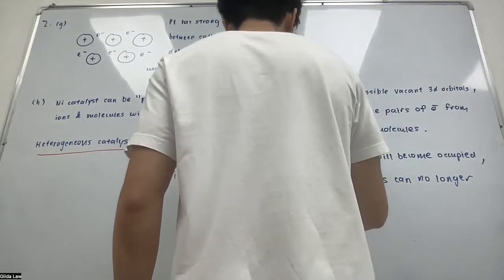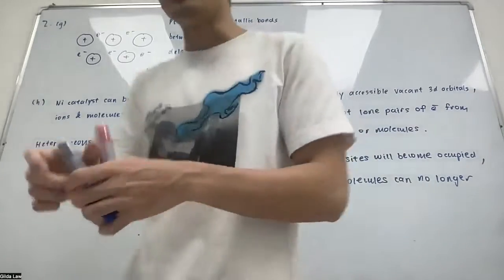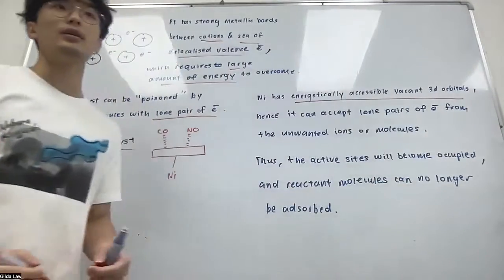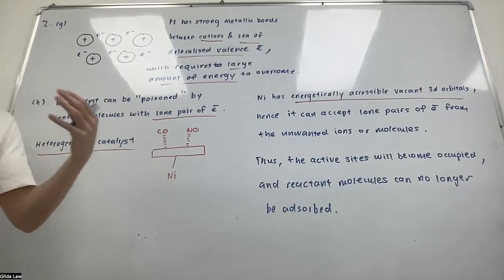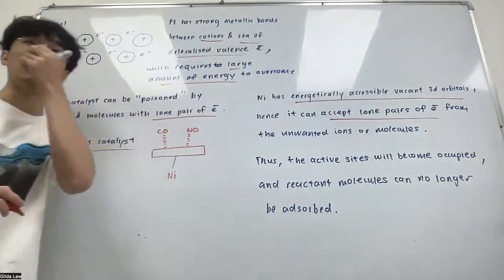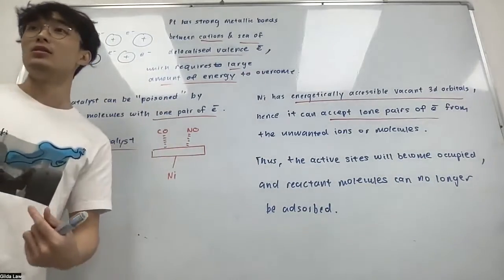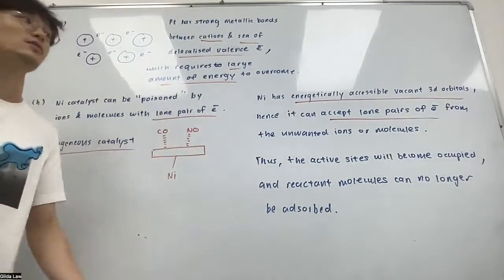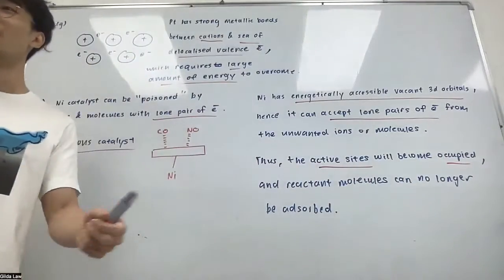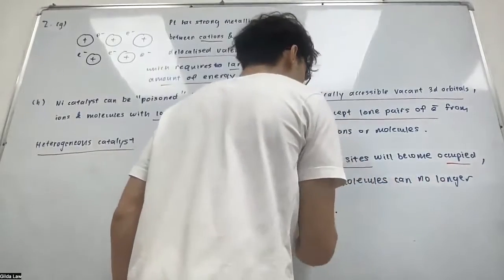Let me highlight all the keywords in this question. Remember, adsorb is spelled with a D. I first talk about how it can expand its octet. If it can expand its octet, it can accept the lone pairs of electrons from all the other unwanted molecules. Once it accepts them, there are fewer active sites. Active sites become occupied. When occupied, it's just a worse catalyst, because reactants can no longer be adsorbed.